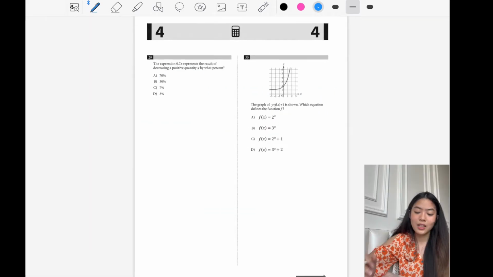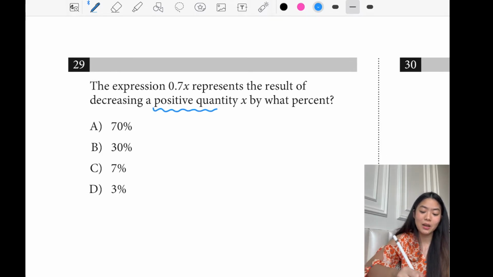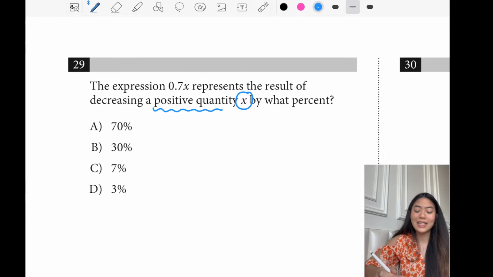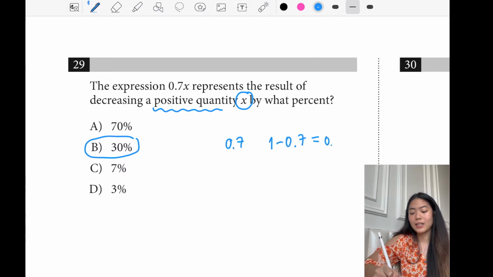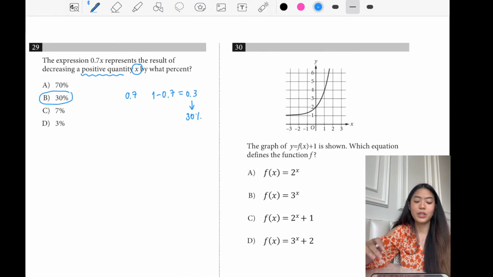Okay, next one, 29. The expression 0.7x represents the result of decreasing a positive quantity x by how many percent? 0.7 is far away from 1 by 0.3, which we can think of as a decrease of 30%. Then B should be the answer. From here, we can just take a look and choose the following choice.